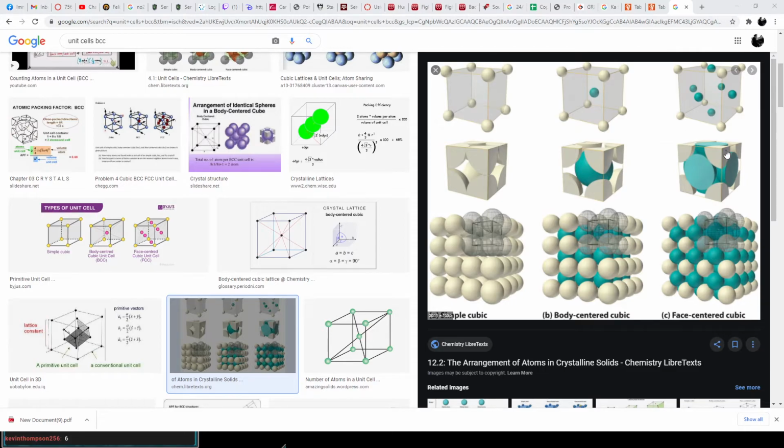We still have our 1/8 of all of the spheres in the corners, and we can see we have 6 of these half ones in there. So do we see how this is arranged? We have our 8 lattice points, because it's a cube. We have 6 faces in a cube, and each of those faces has an atom in it that has half of its volume inside the cube.